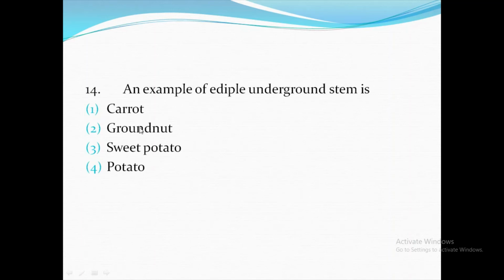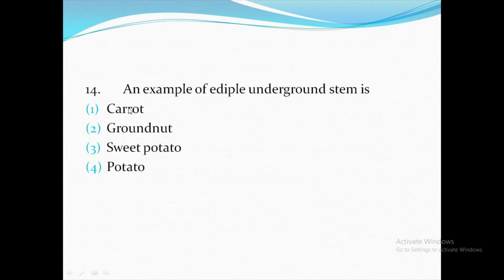the flower. So even though groundnut is underground, it is a modified flower actually, meaning the flower develops into fruit, and then the fruit enters into the ground. So here the answer is potato. Potato is the modification of the stem that grows underground.